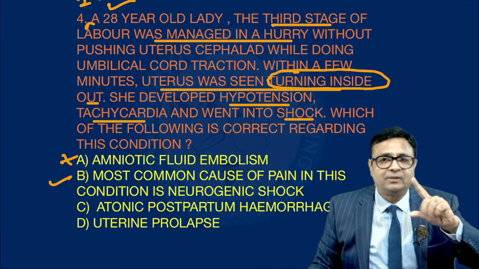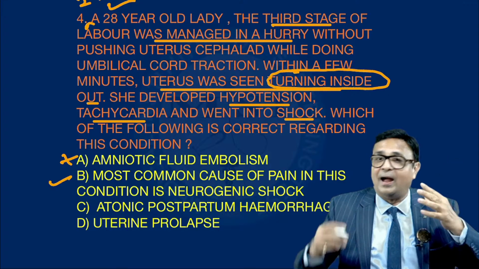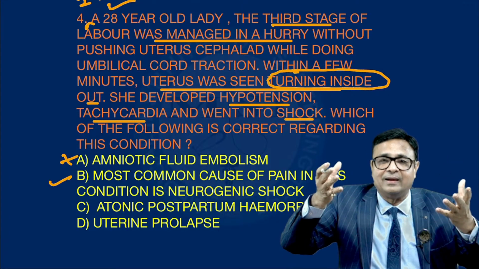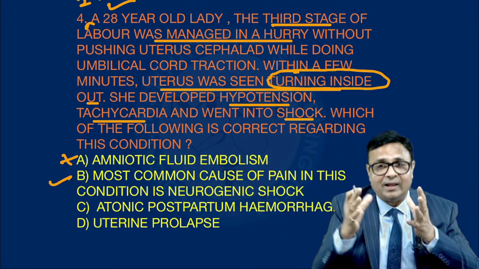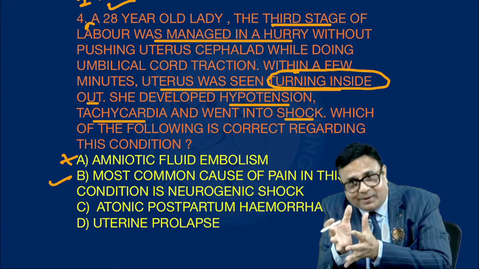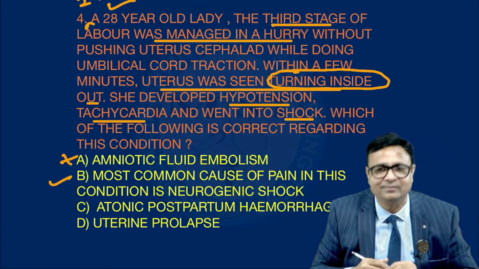Uterine prolapse. This is not uterine prolapse. Prolapse is due to mismanaged second stage of labor, and prolapse doesn't happen immediately. It is a long-term complication of mismanaged second stage of labor, while uterine inversion is an immediate complication of mismanaged third stage of labor. So answer here is B.